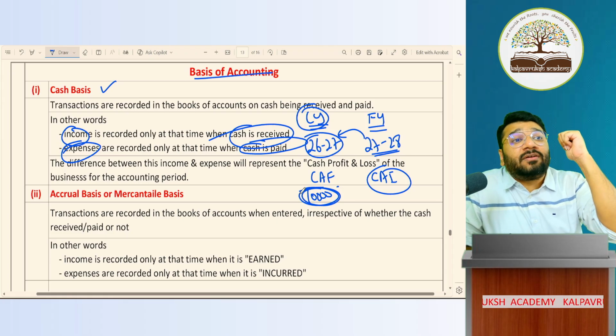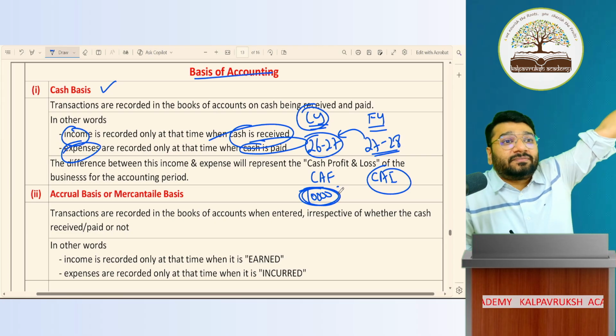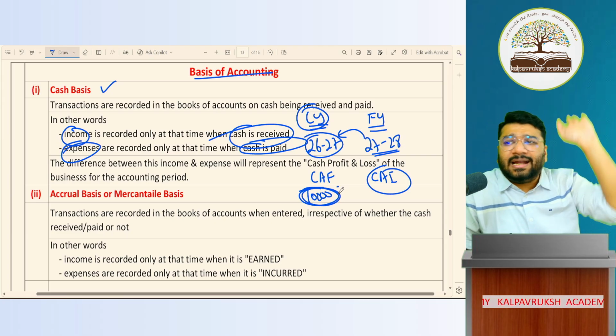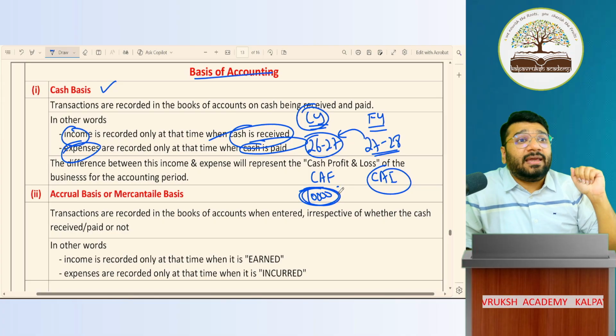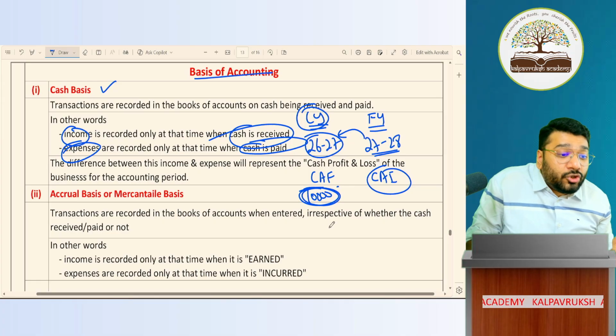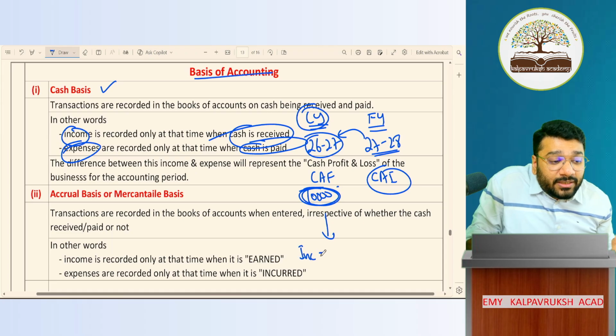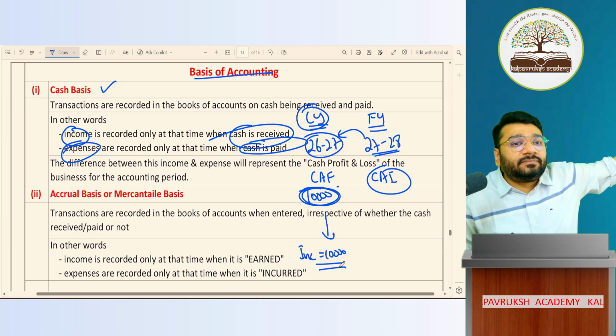For what course? CA Intermediate. When am I going to teach it? Next year. But cash basis says don't see that. When am I going to give the service, when are goods going to be delivered, don't look at that. Money has been received, so record it as income. So in this year, my income is how much? 10,000 rupees.